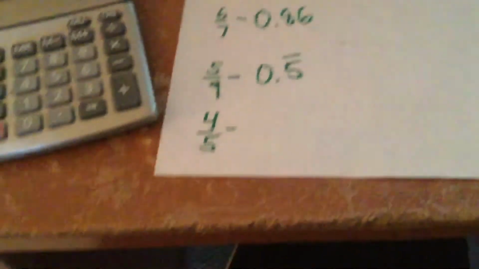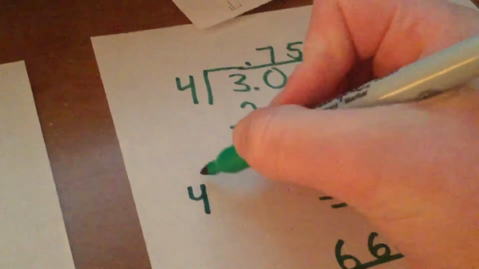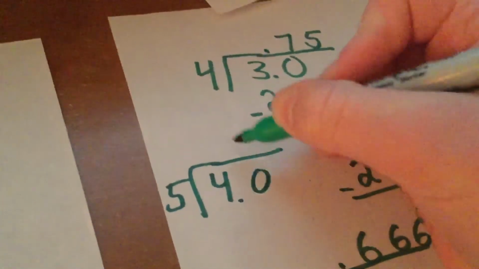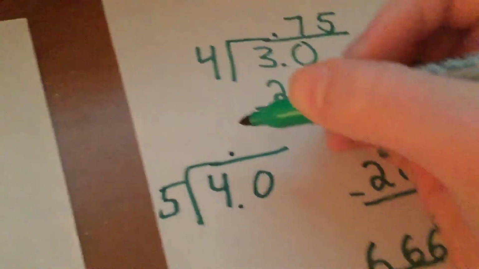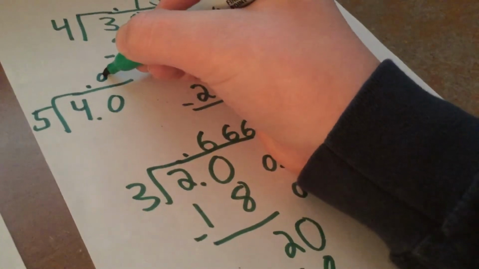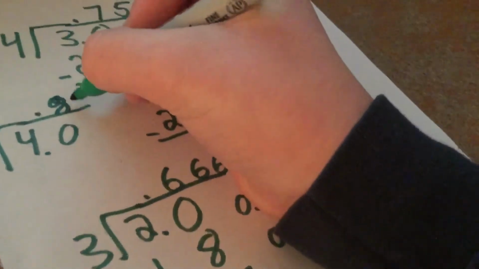Now let's see. We've gotten through all the hard examples. This last one is really easy. 4/5. 5 goes into 40 8 times. We're already done. We just subtracted 40. So our answer would be 0.8. 4 divided by 5. Look what we got.